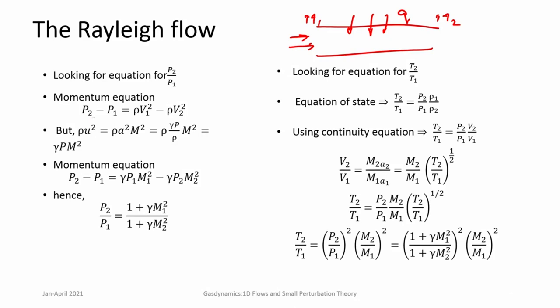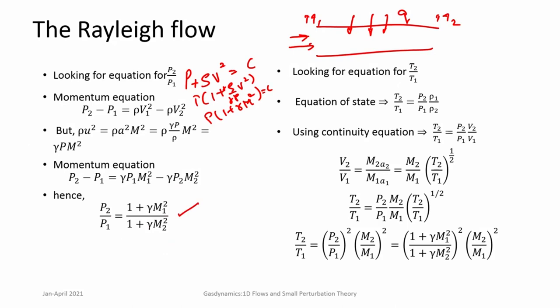It's an inviscid flow, so p plus rho v square is equal to a constant. Now if you take out p as common, this will be 1 plus rho by p v square, which is 1 plus, multiplying and dividing by gamma, 1 plus gamma M square. So p multiplied by 1 plus gamma M square is a constant. From this you can easily get p2 by p1. p2 by p1 is 1 plus gamma M1 square by 1 plus gamma M2 square. So we get p2 by p1.